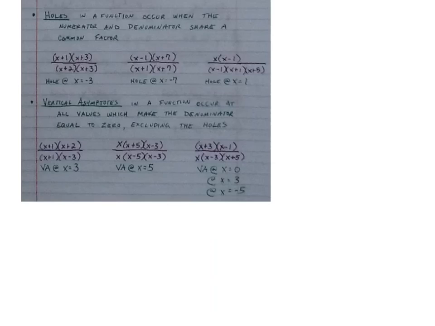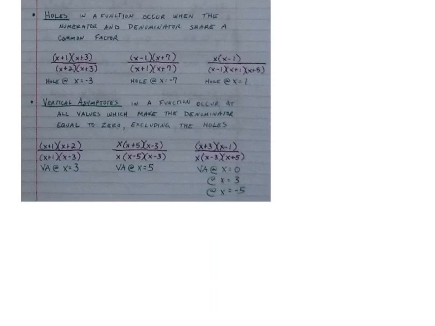Alright, we'll start by discussing holes. Holes in a function occur when the numerator and denominator share a common factor. So when we see a rational expression, our first thing that we should do is always factor it out, because the factored form is going to help us find all of these key features.